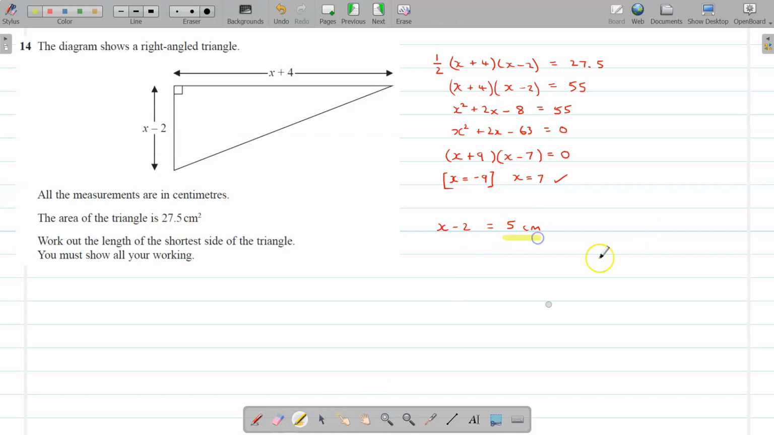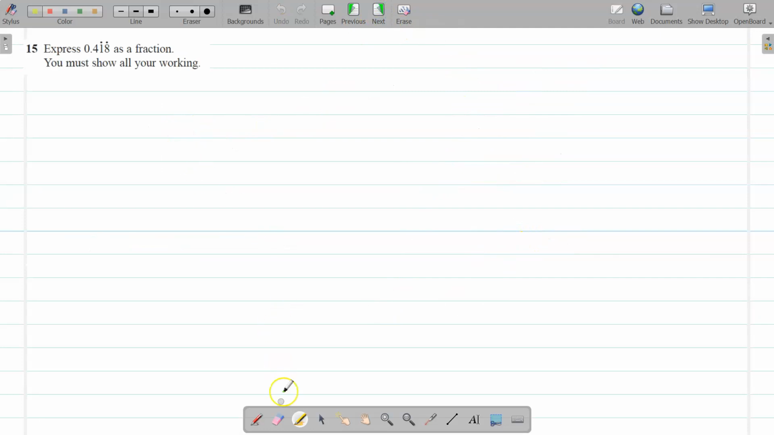Okay, a proper algebraic question there, and that's what you need to do to get all the marks. Question 15. So we start by writing this recurring decimal, and we just call it x.